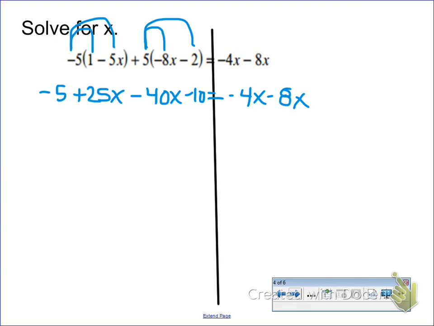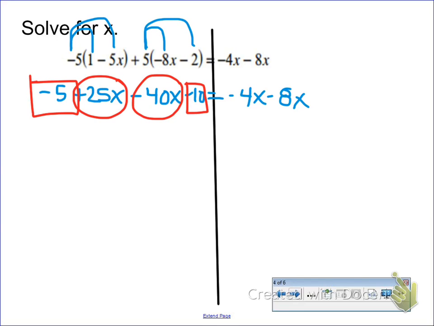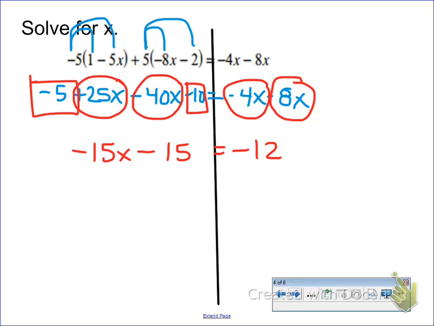At this point, you're going to combine like terms. Now when I combine like terms, I usually suggest sometimes that if you're confused, you can just draw shapes around the like terms. So boxes around the constants and circles around the variable terms. And remember, you can only combine like terms on the same side of the wall. So when I combine like terms here, I'm going to get negative 15x minus 15 is equal to negative 12x.